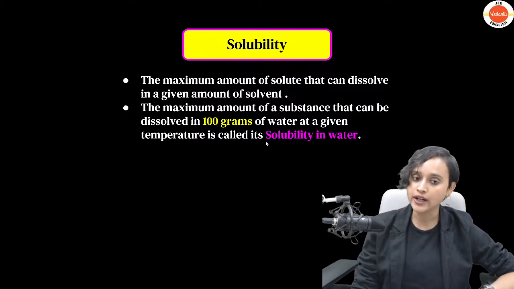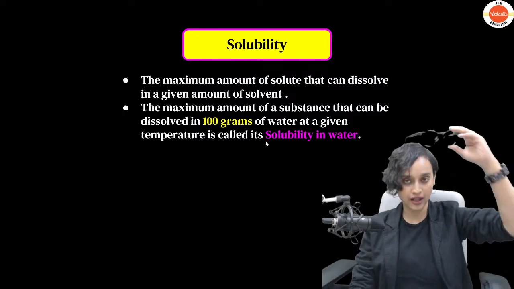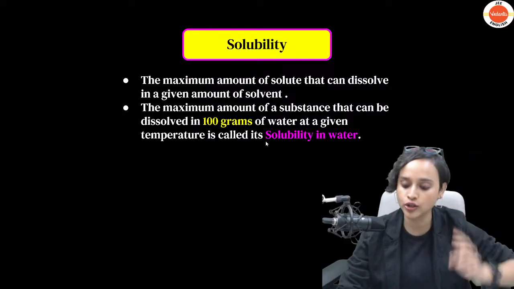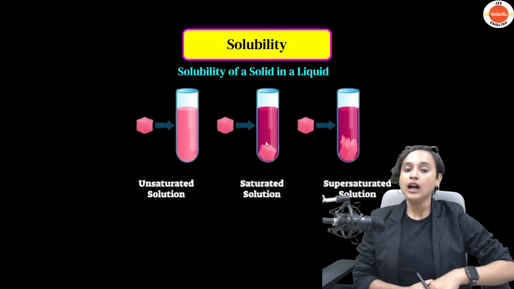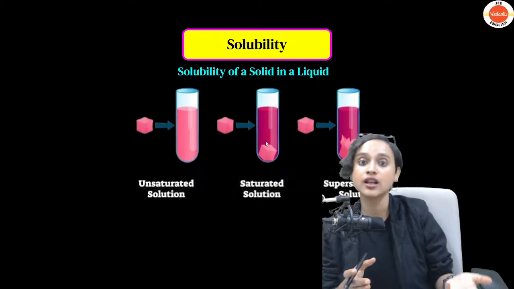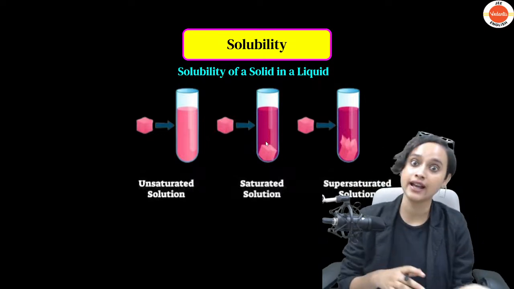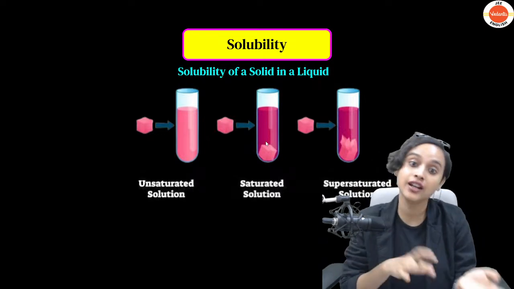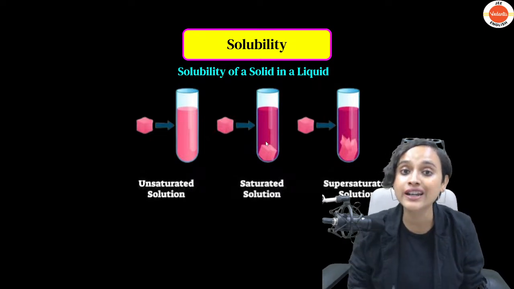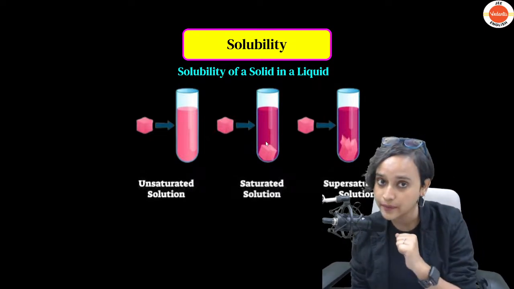Alright, so the maximum amount of substance that can be dissolved in 100 grams of water at a given temperature is called its solubility in water. Now, solubility, you remember how we read about solutions. Solutions also exist as solid in a liquid, gas in a liquid, and liquid in a liquid. So, obviously, we will have to read about solubility of a solid in a liquid.